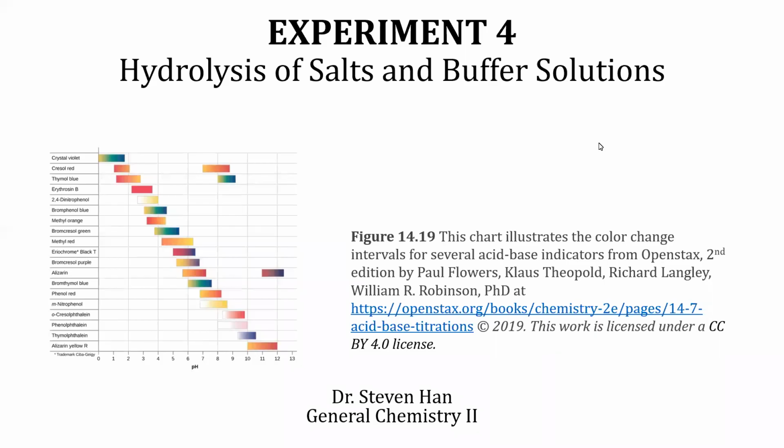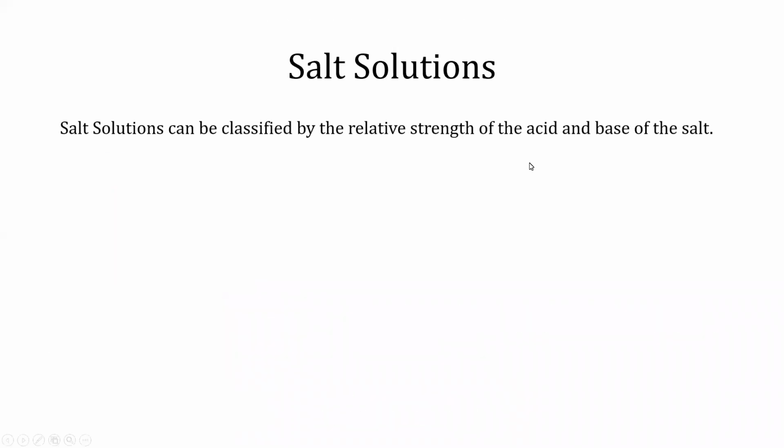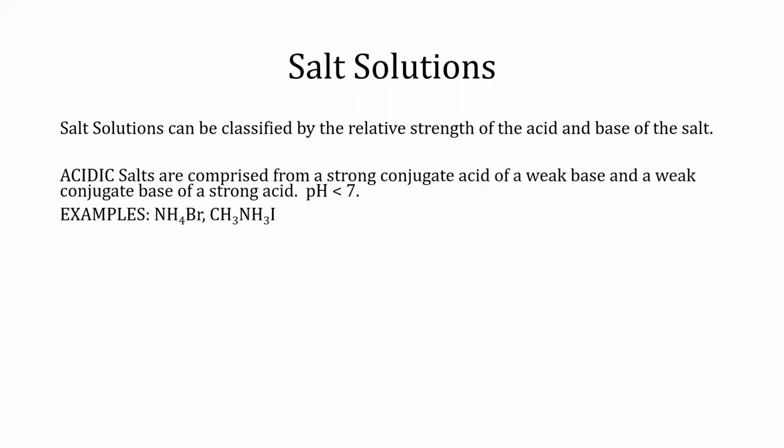This lab discussion is on the hydrolysis of salts and buffer solutions. Salt solutions can be classified by the relative strength of the acid and base of the salt. Acidic salts are comprised of a strong conjugate acid of a weak base and a weak conjugate base of a strong acid. pH is less than 7. Examples include NH4Br and CH3NH3I.